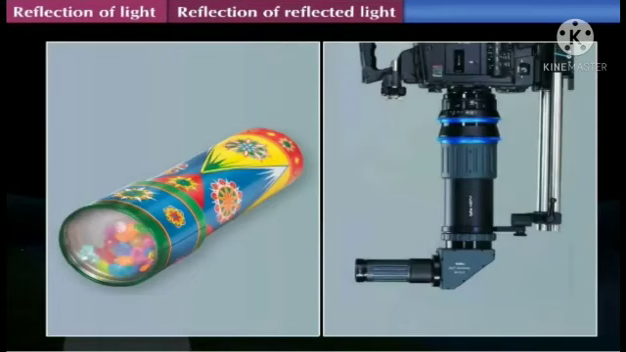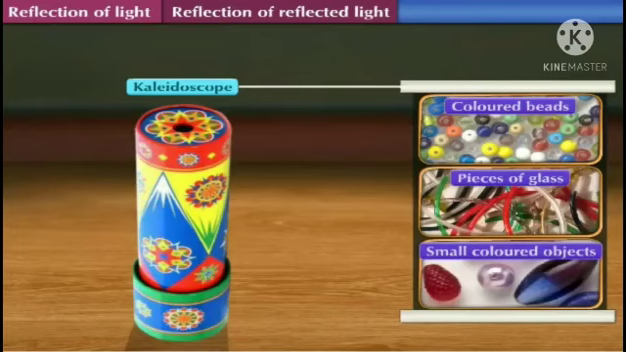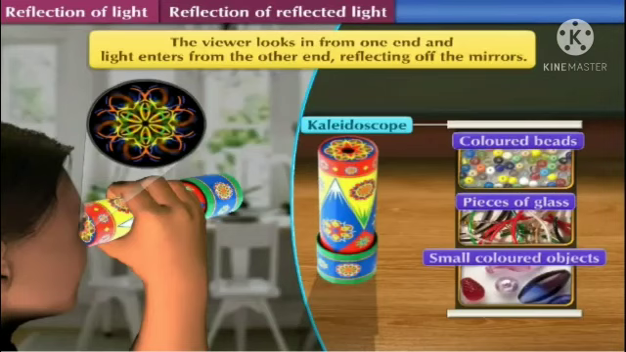Now, based on this principle, there are some devices which are working on this principle. Let us see them one by one. The first one is kaleidoscope. Kaleidoscopes are formed due to the reflection by the three mirrors. You can see different designs in the kaleidoscope. The specialty of a kaleidoscope is that the designs do not easily repeat themselves.